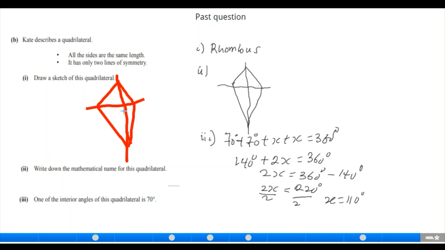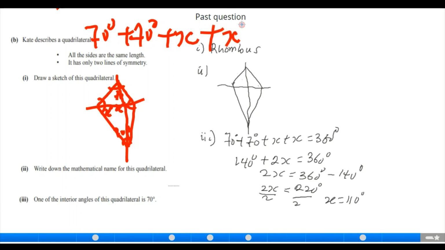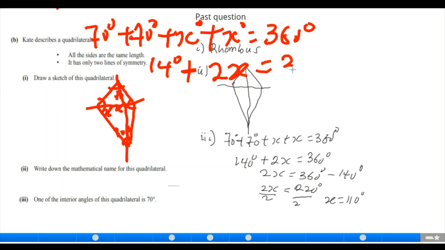So I remember I said that it is a rhombus. Let's assume that if this angle is 70 degrees, this opposite angle is also 70 degrees. We don't know this one. Let's assume this is x, and the other one is also x. If that is the case, the sum of the angles of the quadrilateral is 360 degrees. So we have 70 degrees plus 70 degrees, plus x plus x, equals 360 degrees. 70 plus 70 gives us 140 degrees. x plus x gives us 2x, equals 360 degrees.